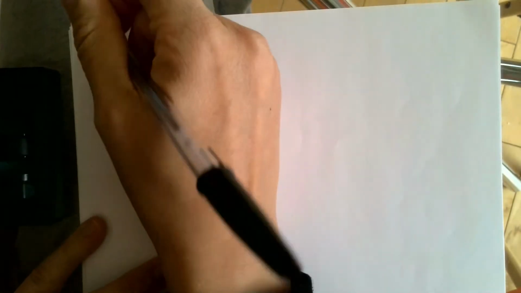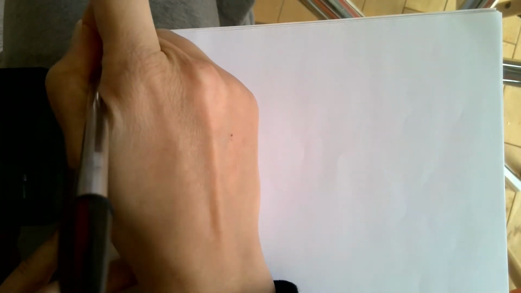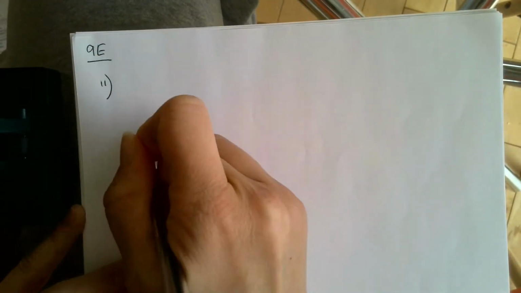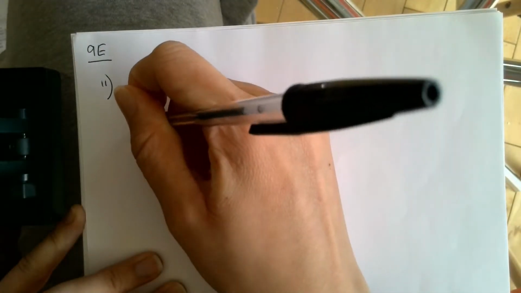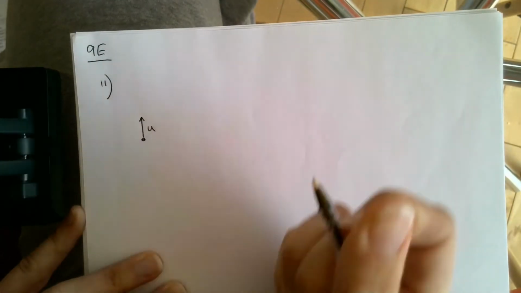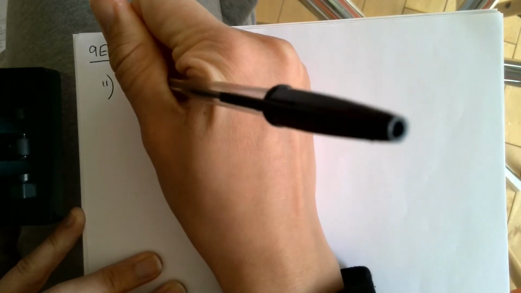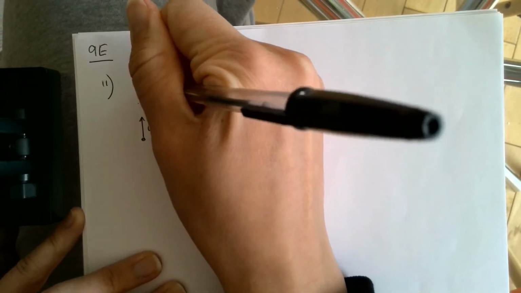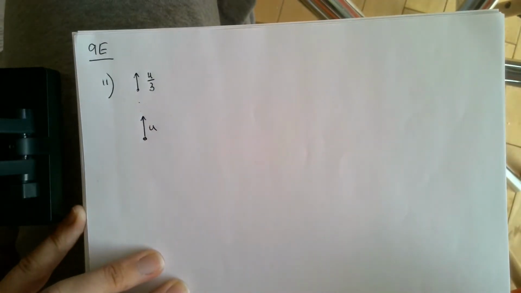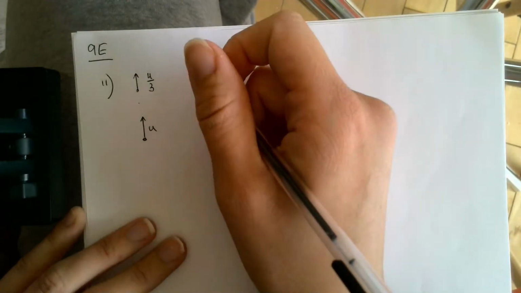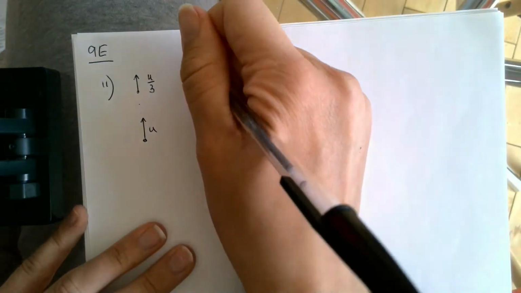So I'm just going to do a very quick sketch of what we've got here. We've got this particle, and first it's projected upwards with a speed of u and it moves upwards, and then 2 seconds later it's still moving upwards, but this time with a speed of u over 3, or 1/3 u. And we want to work out the value of u. So let's just write what we know.